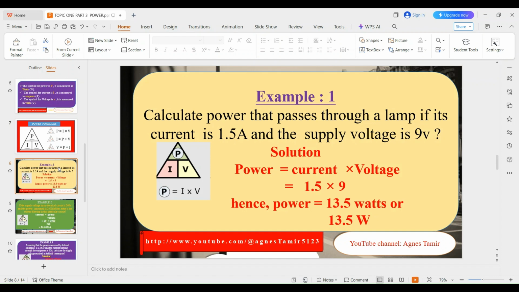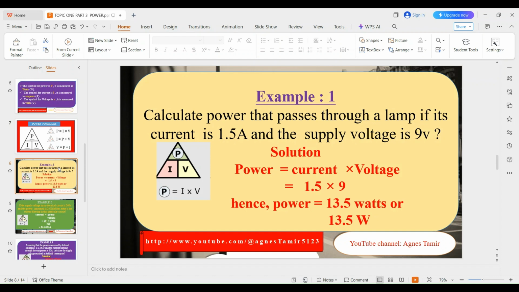Remember, you can pause the video and try to figure out what we are talking about. Calculate the power that passes through a lamp if its current is 1.5 amperes and the supply voltage is 9 volts.